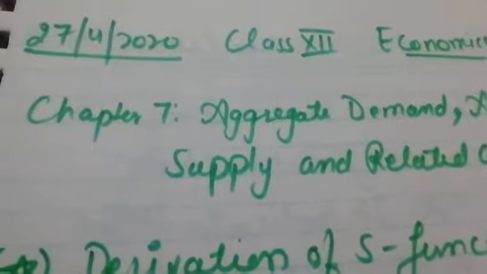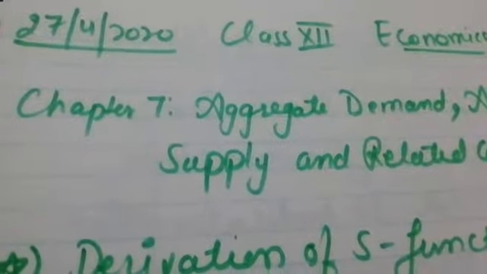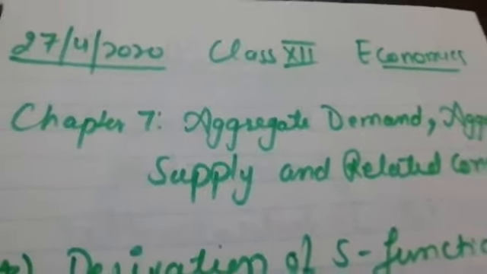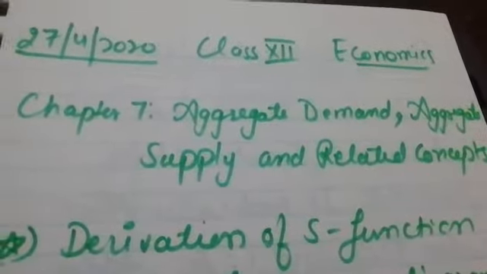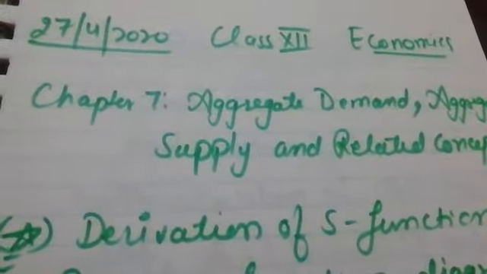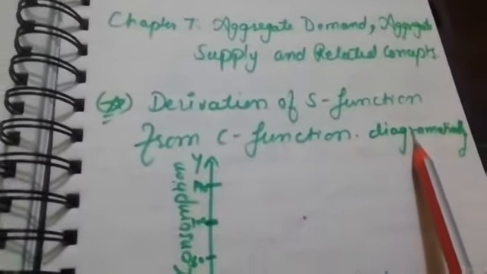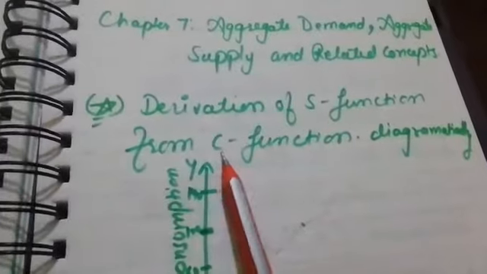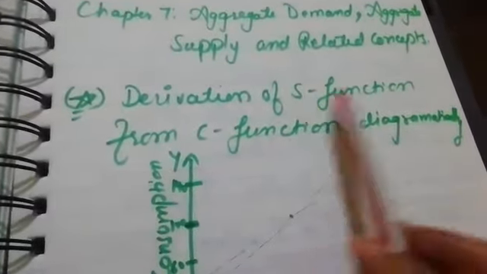Good morning, students. Today we are going to do some important topics that are left in our chapter 7, aggregate demand, aggregate supply and related concepts. One among these topics is the derivation of the S function from the C function. We have to show diagrammatically how, from the consumption function, we can derive the saving function.